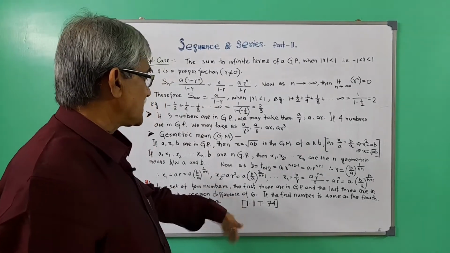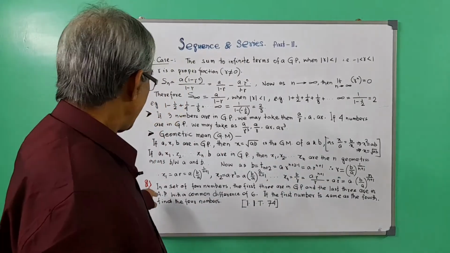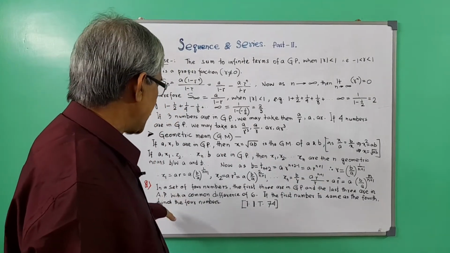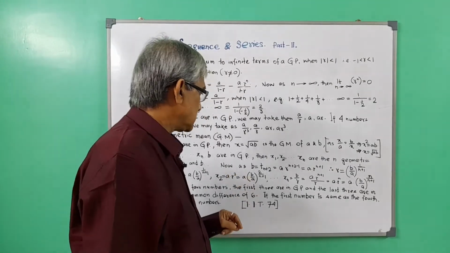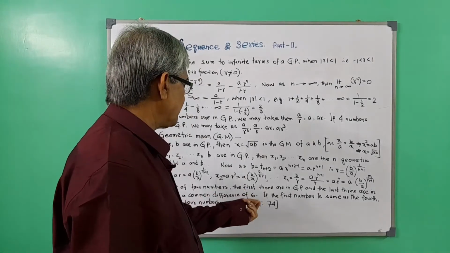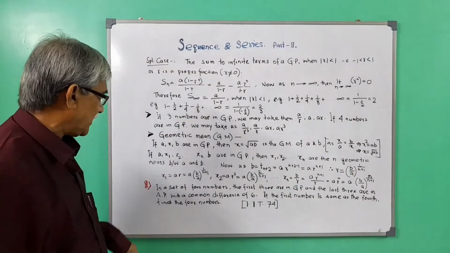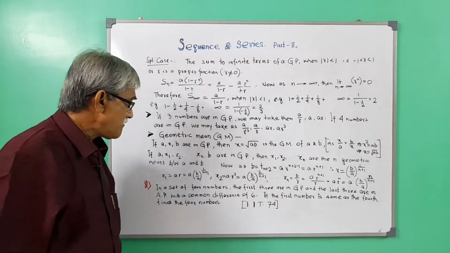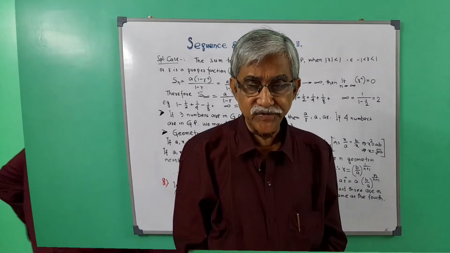In a set of 4 numbers, the first 3 are in GP and the last 3 are in AP, arithmetic progression. We have already done that in your first video. The AP is having a common difference of 6. If the first number is the same as the fourth one, then find the 4 numbers. So let us do it now.